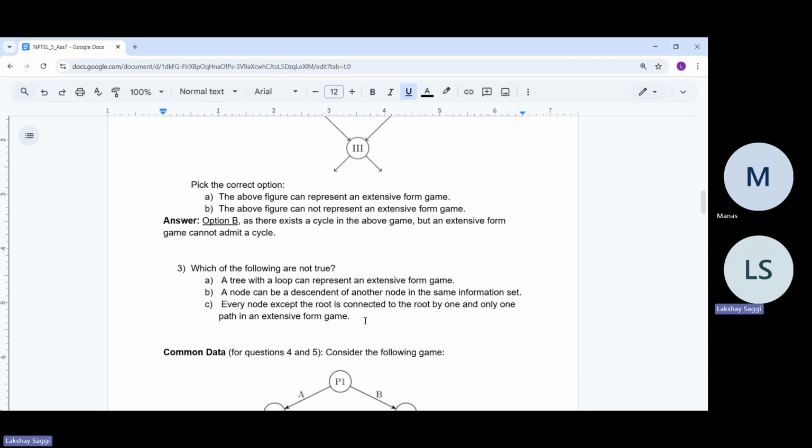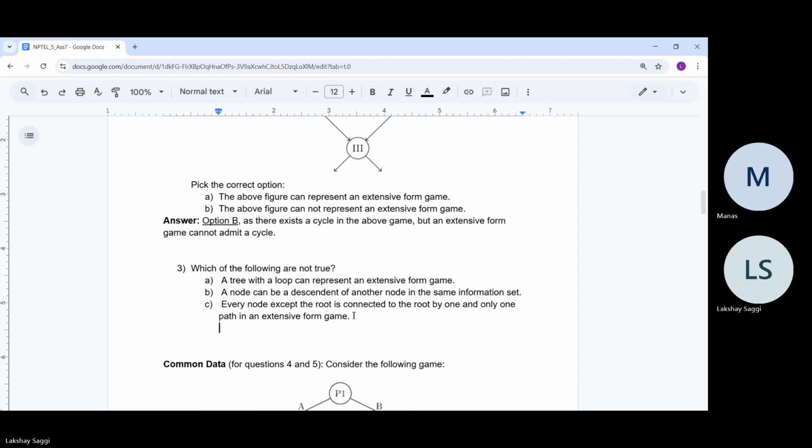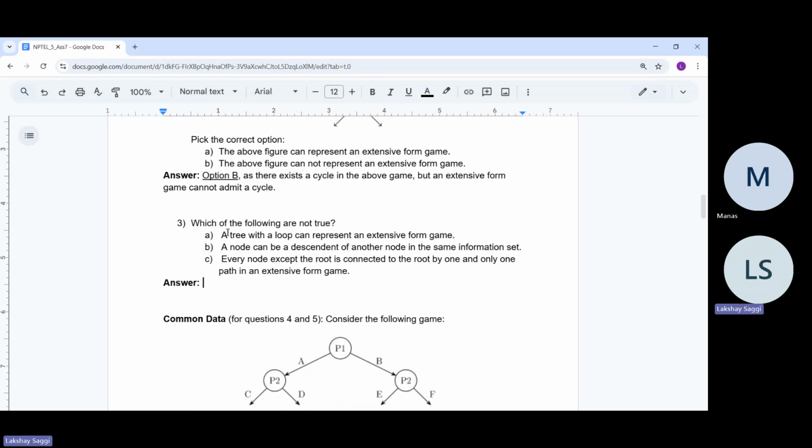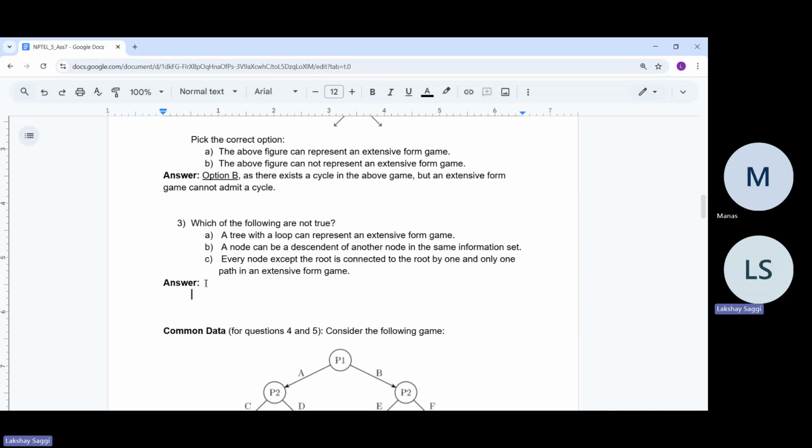So now maybe we can go on to the third question. The third question is again a true or false question, asking which of the following are not true. So again a true or false based question, and maybe we can go option by option here also.